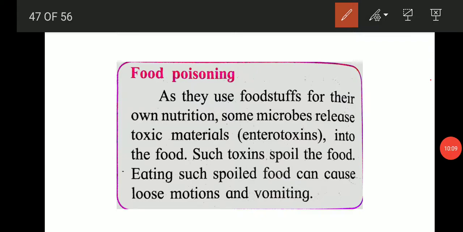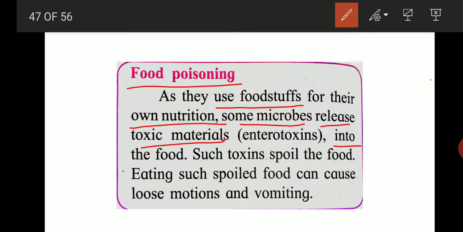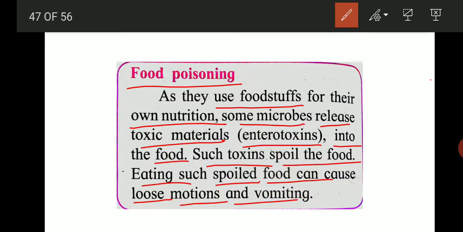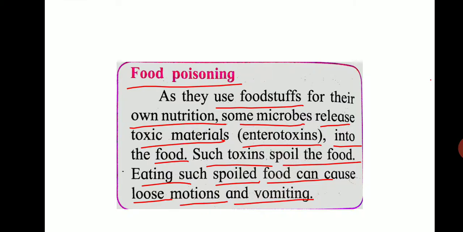Now, what is food poisoning? As they use foodstuffs for their own nutrition, some microbes release toxic materials, that is, dangerous materials called enterotoxins, into the food. Such toxins spoil the food. Eating such spoiled food can cause loose motions and vomiting. So, this was about food poisoning.